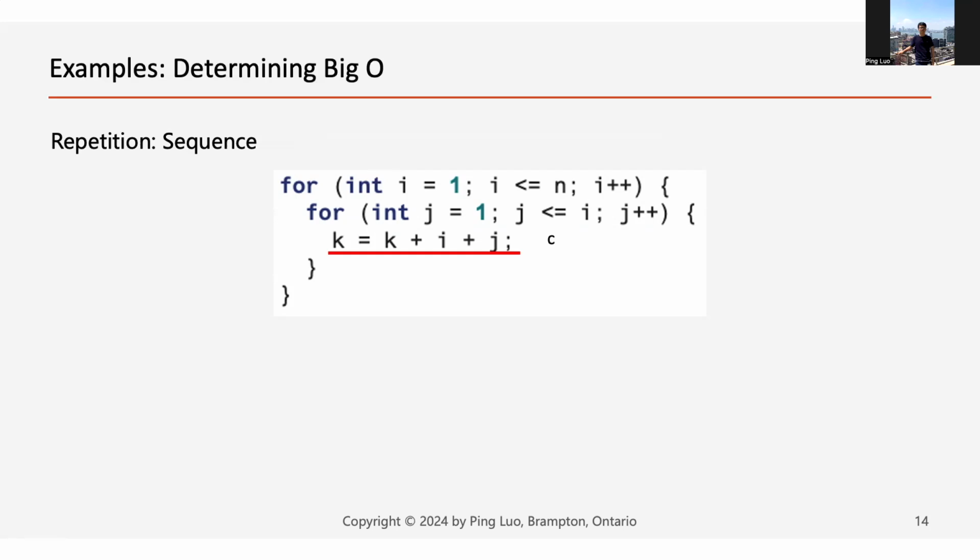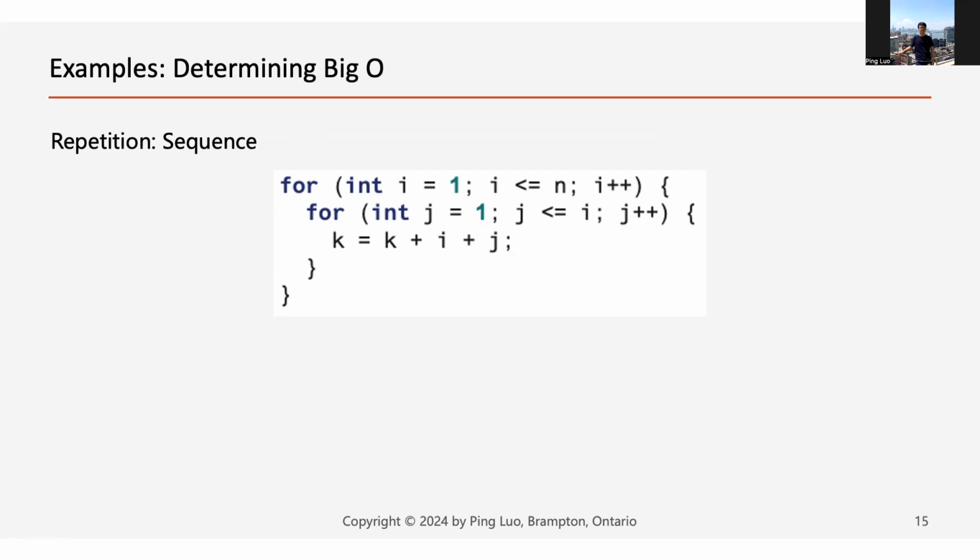Time complexity is order of O and Q. Q? No. Why do you think it's Q? I would say n squared. Okay, yeah, that's correct.